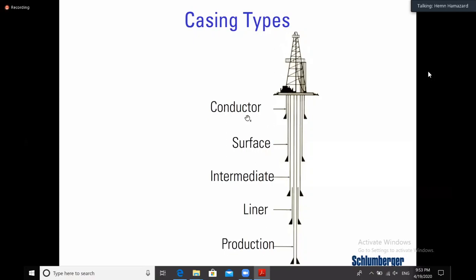It's a huge pipe and it's totally different from the rest of the casing. It doesn't have any thread to connect. They are welded together. And for cost saving, you don't have a rig in here. You just use the crane because it's only 2 or 3 joints of conductor.